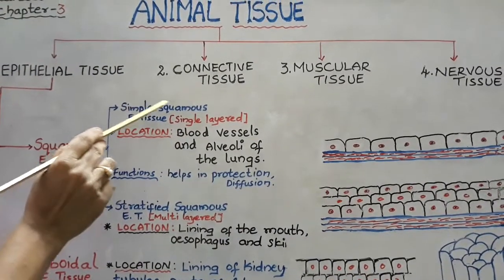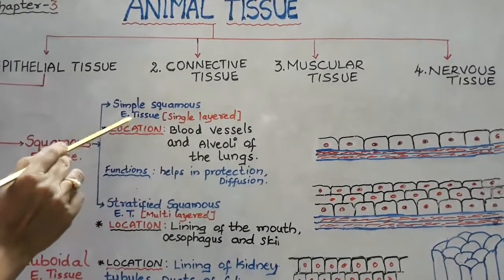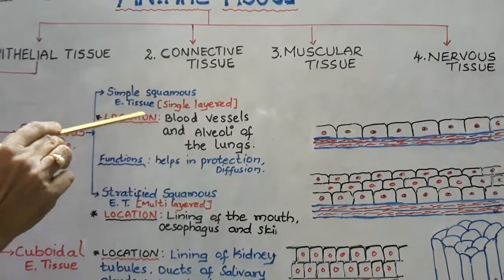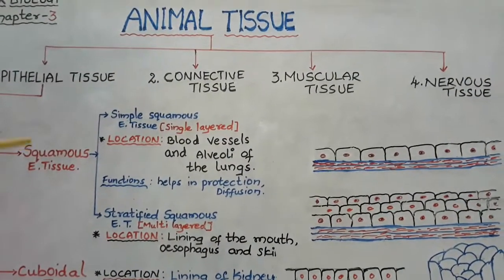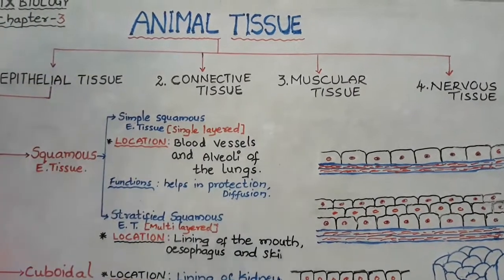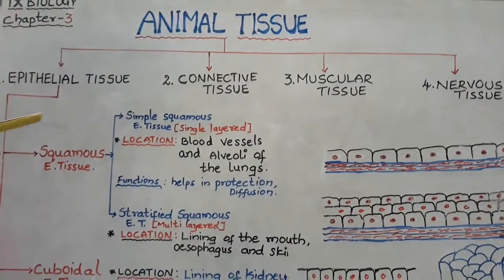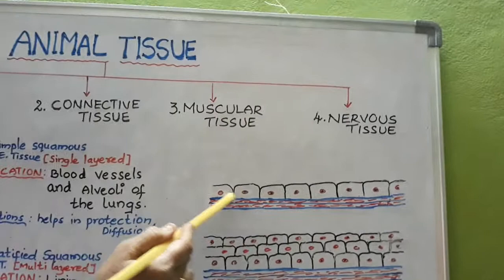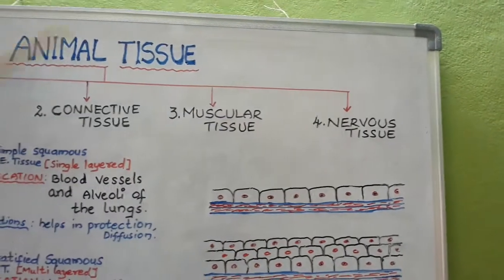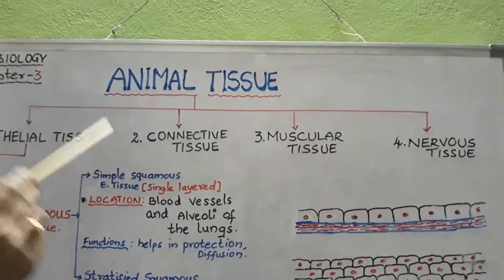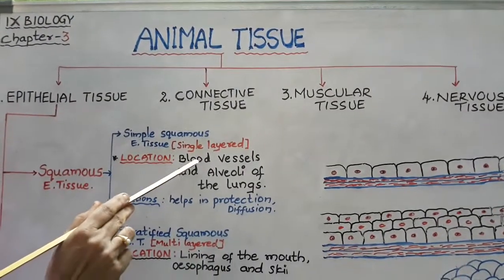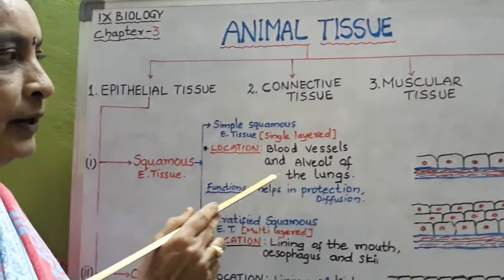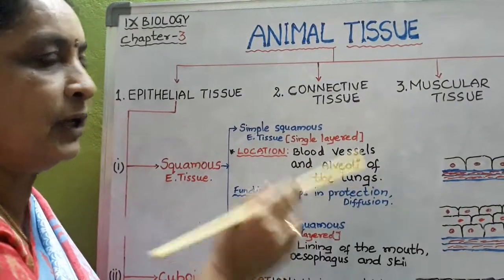One is simple squamous epithelial tissue. It means these tissues are very simple, single-layered tissue. They have only one line of tissue. Here we see only one line of tissue. And where is this tissue located? They are located in blood vessels and alveoli of the lungs.